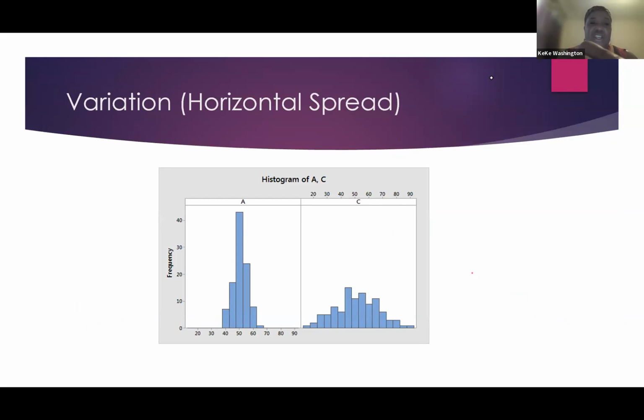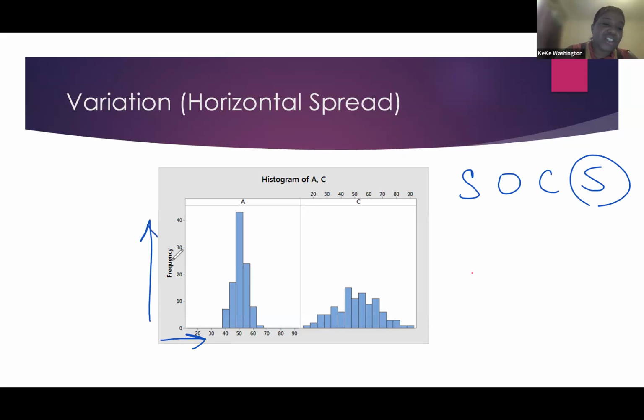So now we're continuing going through SOCS: shape, outlier, center, spread. Now we're on the spread, the last S. Whenever you're dealing with spread, I want you to always look horizontally, because you only have one variable, and your variable is always along the x-axis. Your y-axis is always frequency. So you always look horizontally to determine your variation or your spread. You can use either one of those terms interchangeably.